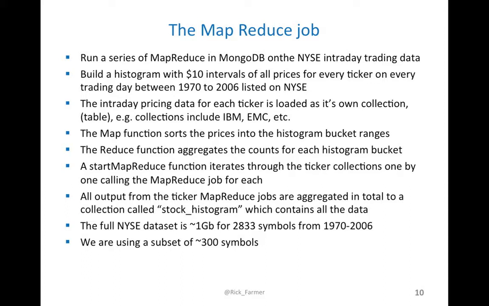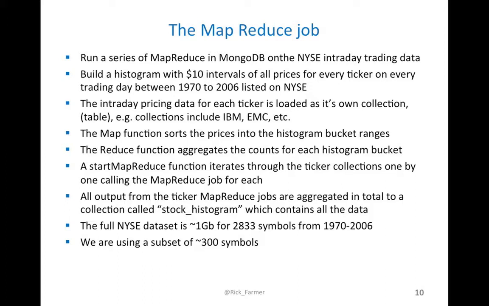And then I also created a start MapReduce function that allows us to iterate through each of the ticker collections one by one, calling the MapReduce job for each of those. So IBM will get a MapReduce job, EMC will get a MapReduce job, etc. All output from the ticker MapReduce jobs are aggregated in total to a collection called stock histogram, which contains all of the output data.